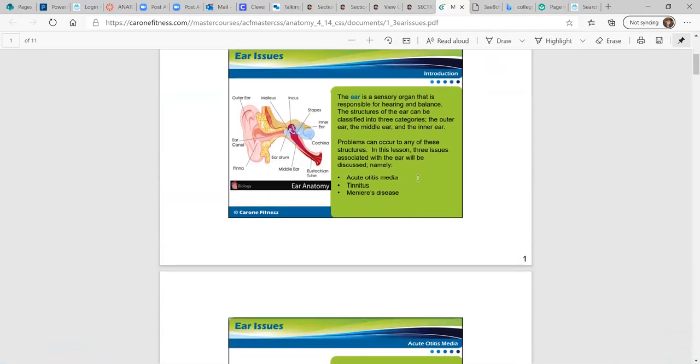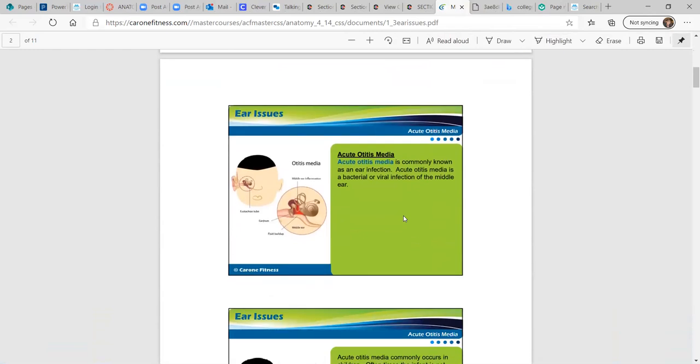The ear is a sensory organ responsible for hearing and balance. And these are three issues that we are going to talk about today: acute otitis media, tinnitus, and Meniere's disease.